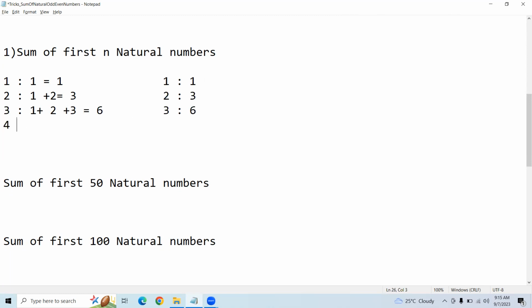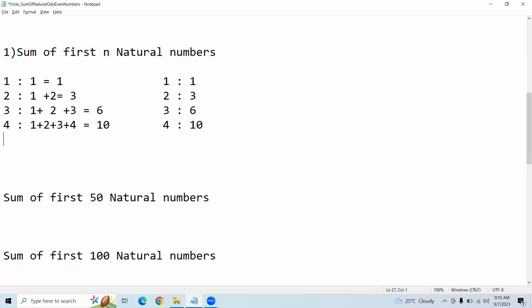Let's go for four natural numbers. 1 plus 2 plus 3 plus 4. 1 plus 2 is 3, 3 plus 3 is 6, 6 plus 4 is 10. For four natural numbers, our answer is 10. Whatever we are doing right now, even though you don't know any formula, you just know basic addition, you can do that very easily. 1 plus 2 plus 3 plus 4 plus 5. For 5 natural numbers, 1 plus 2 is 3, 3 plus 3 is 6, then 10, then 15. So you get the answer as 15.